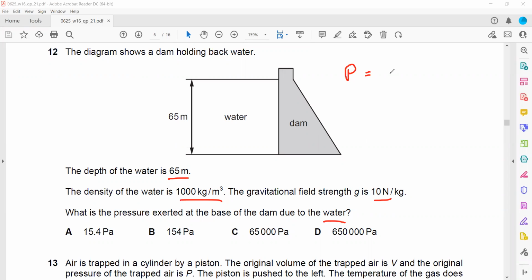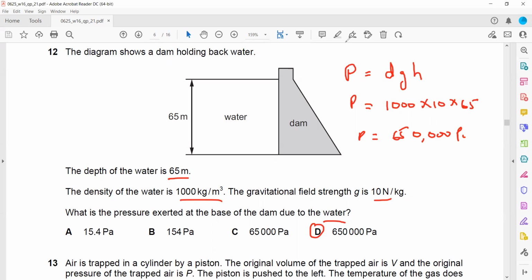So pressure exerted by the liquid is equal to density of the liquid, gravity, and depth. The density of the liquid is 1000, the gravity is 10, and the depth is 65. So we multiply them. So 650,000 Pascal or Pa is the pressure which this water will exert on the base. So straightforward question, you just use the formula and get the final answer.